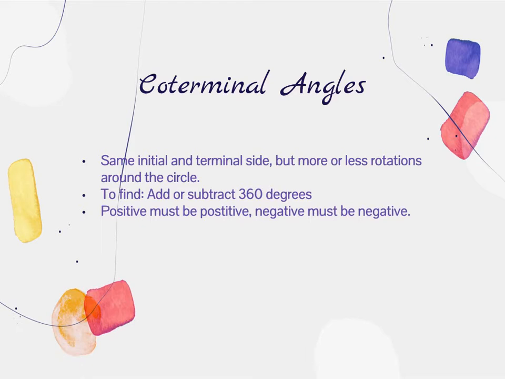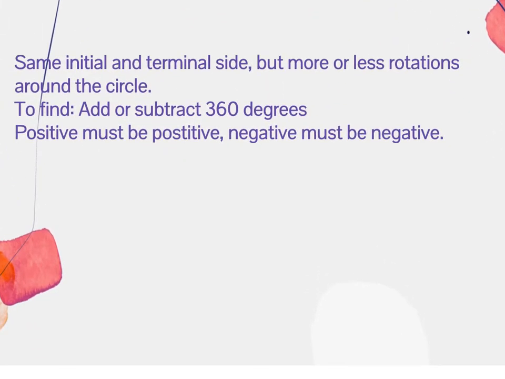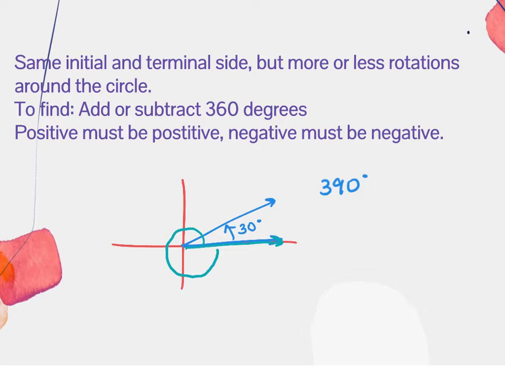Okay, coterminal angles are angles that have the same initial side and the same terminal side, but more or less rotations around the circle. So if I said, I'm going to give you an angle that's like, let's just say it's 30 degrees. And then I said, give me an angle that's 390 degrees. I'd start at the same place. I'd go all the way around one circle one time, that's 360 degrees. And then I'd go 30 degrees past it, and that would be 390 degrees. So if they start and stop at the same place, they're called coterminal angles.